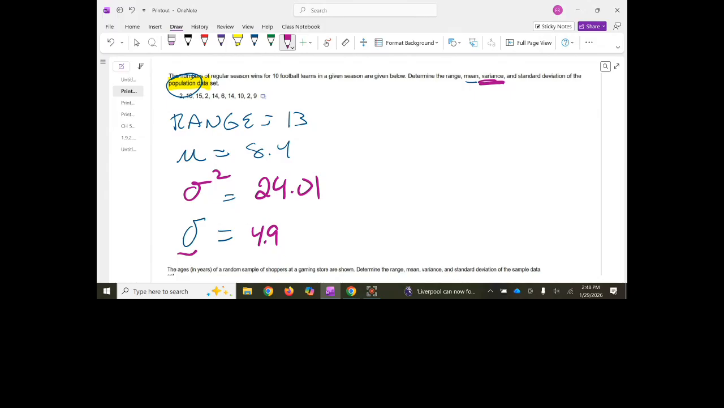Some teams won 15 games. Some teams only won 2. So we said, let's find the average. The average number of wins was 8.4. How much did every team differ from the 8.4? We found those numbers, and we said, let's find the average of that. When we found the average of that, y'all, the average of the difference in the number of wins was about 4.9. That's really what that standard deviation is telling us there, okay?